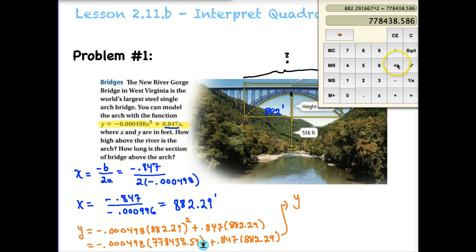So if I just hit times, it'll take what's in here and multiply it by this number here, 0.000498, and I should get a smaller number now. And now remember that it's going to be negative because there's a negative right here in front. So I get negative 387.66 plus, and I'm going to go ahead and multiply these numbers out now too. So let's do that.